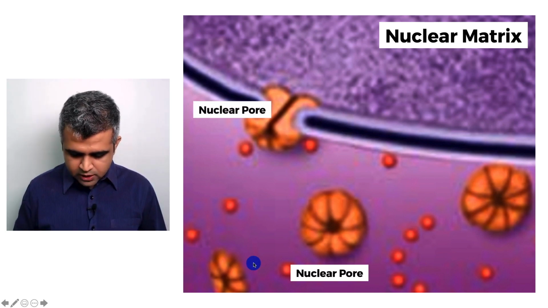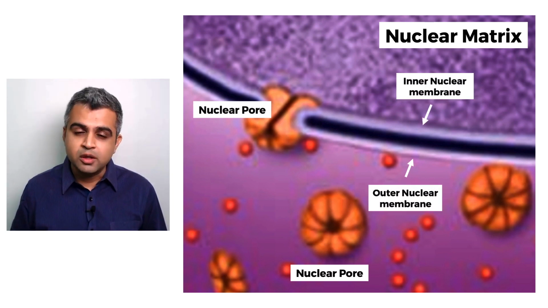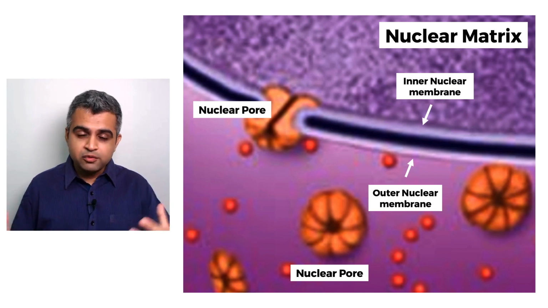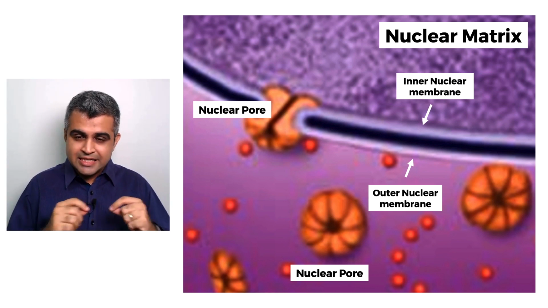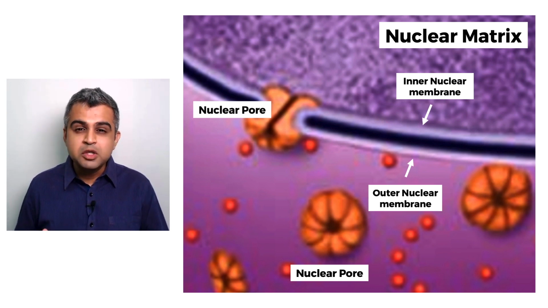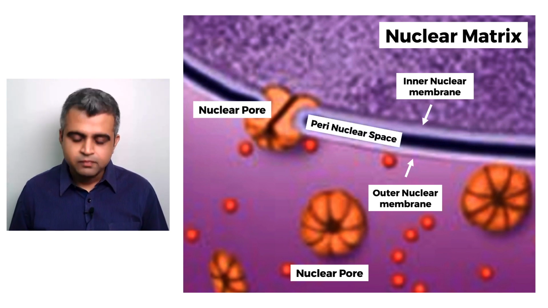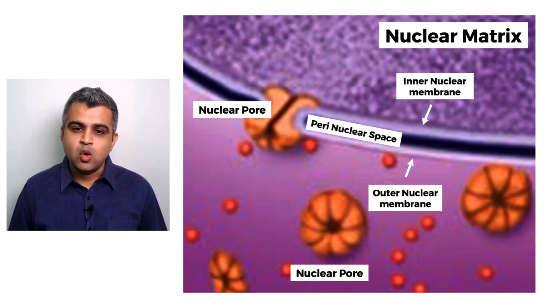So here you see the nuclear pores, and you see that there is an outer nuclear membrane and there is also an inner nuclear membrane. So this boundary of the nucleus is not a single membrane, but it's a double membrane. There is an outer membrane and an inner membrane. What this means is that between the outer membrane and the inner membrane, there will be some space. Now that space is called the perinuclear space. What is it called? Perinuclear space.